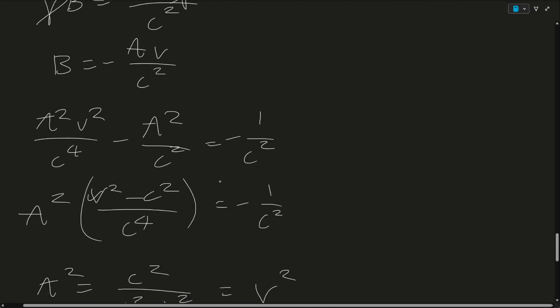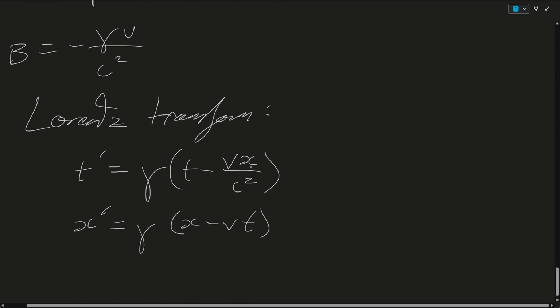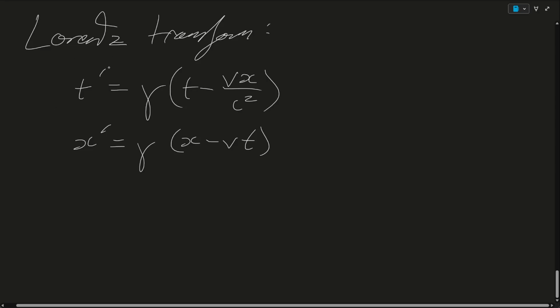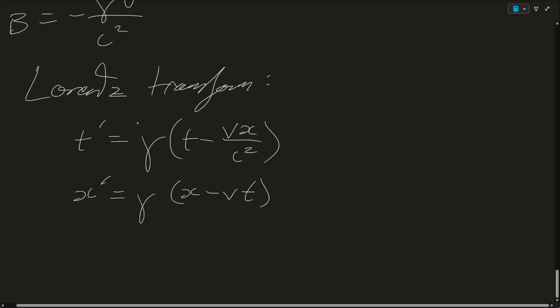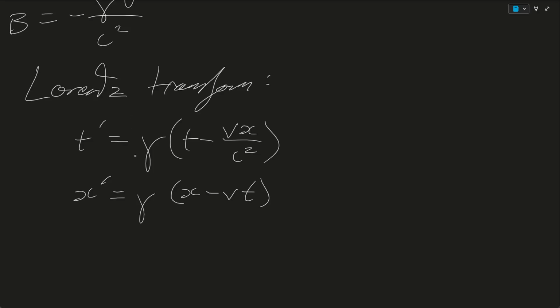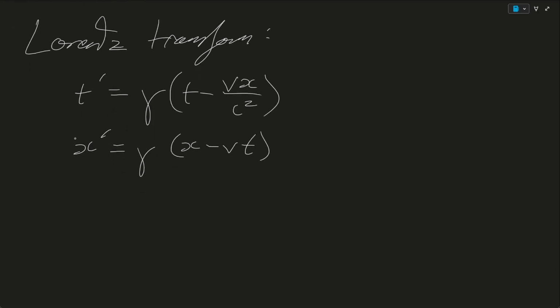We ended up with the Lorentz transform, which says that the new time is gamma, that being 1 over the root of 1 minus v squared over c squared, times the original time minus v over c squared times x, with v being the velocity and x being the position, and then this expression for the new position under various reference frames.